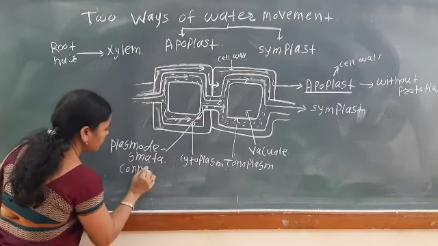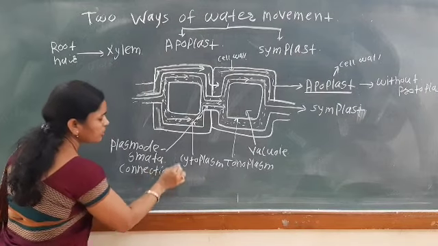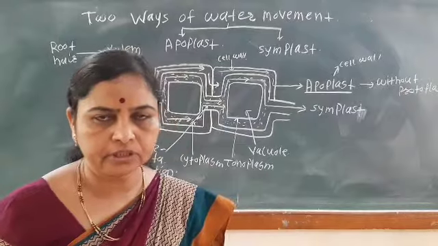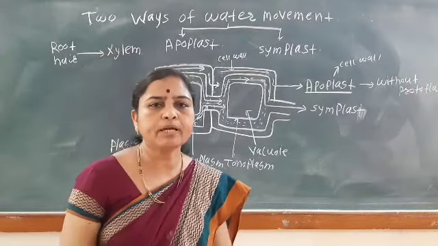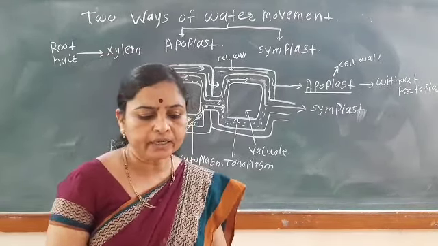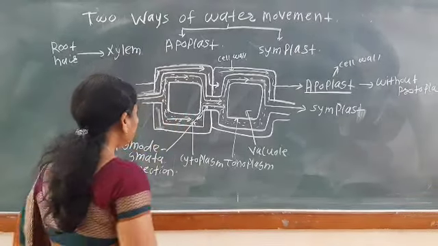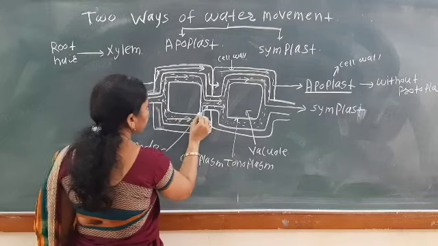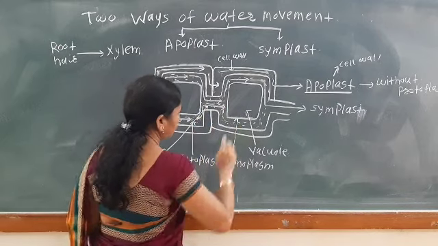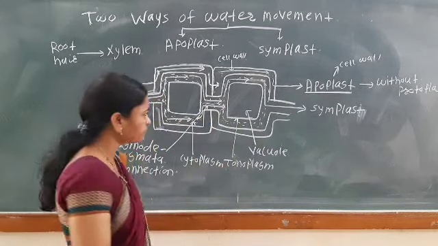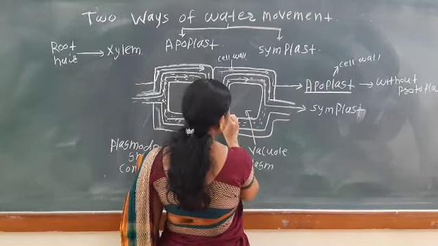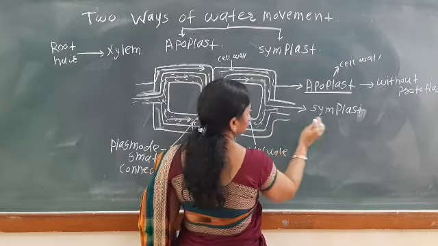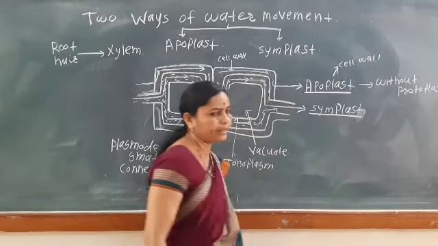It is the plasmodesmata connection, also known as the cytoplasmic bridge. Here, when the movement of the solvent is from the cytoplasm of one cell to the cytoplasm of another cell, and this movement takes place like this, it is known as the symplast movement.